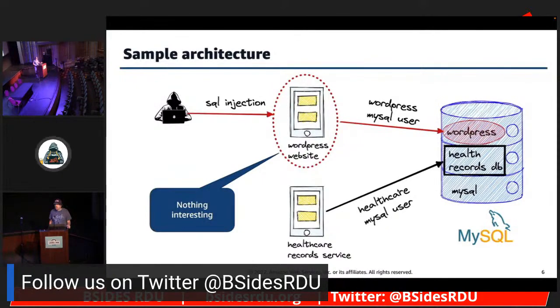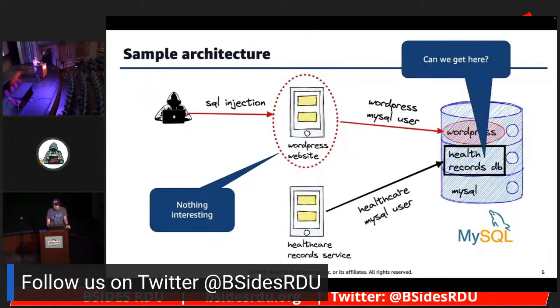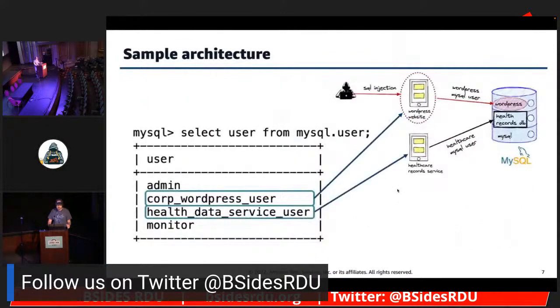The WordPress database is pretty much the web pages. And this MySQL user is read-only, so there is nothing interesting there. But what the attacker really wants to do is get into the health records database, where there is PHI information, health records, and stuff like that. So the question is, how can an attacker potentially do that? To answer this question, we need to look inside the database.